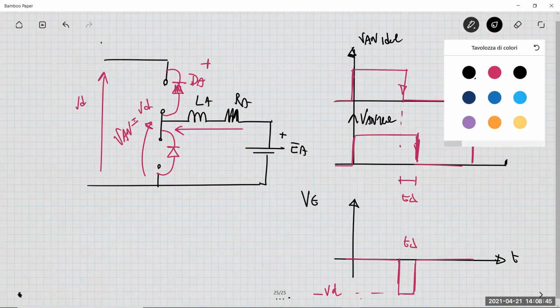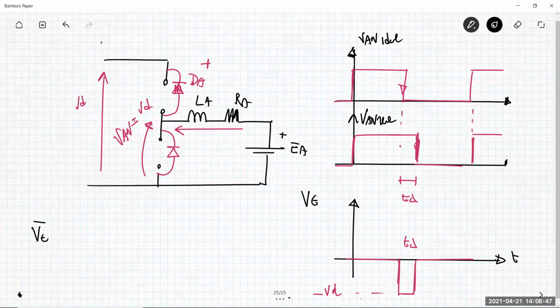Again, we can estimate the difference in the average value by averaging the V epsilon, and this is negative T delta over Ts multiplied by VD. Okay, now the difference is exactly this one.